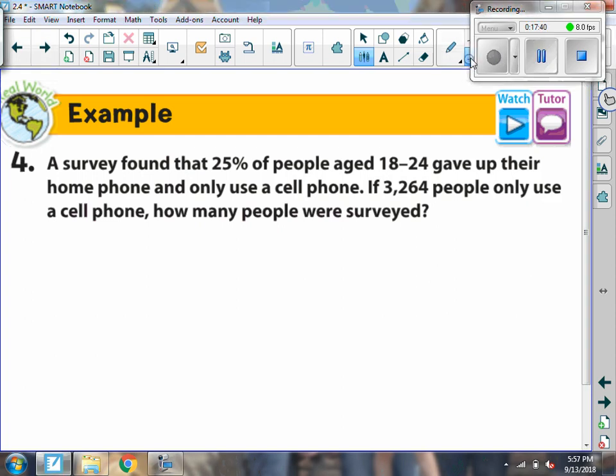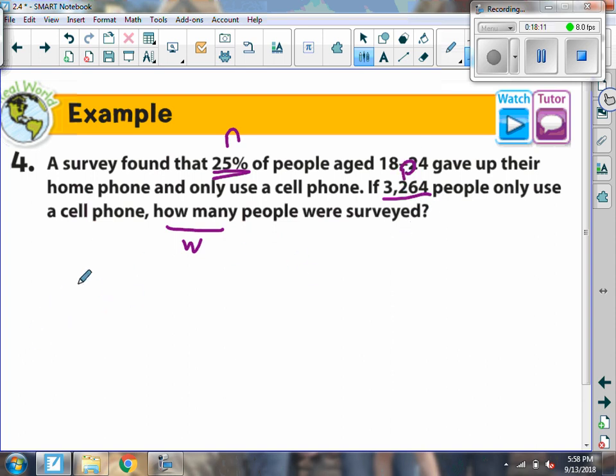Okay, so let's read through. So we have survey found that 25%, so this has a percent, so that's going to be my percent, of people aged 18 to 24 gave up their home phone and used only a cell phone. If 3,264 people used only their cell phone, how many people were surveyed? So how many is the number, they want to know the total number of people surveyed. So that's going to be my whole, which means the people that responded and said they gave up their phone, that is going to be my part.